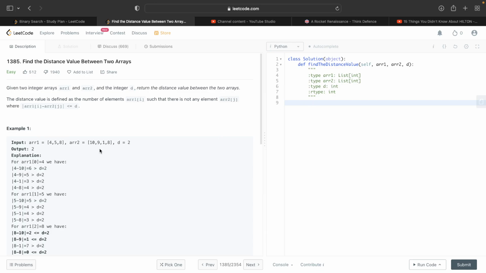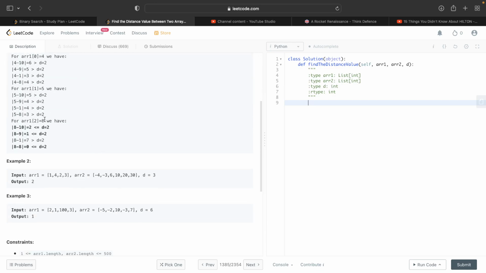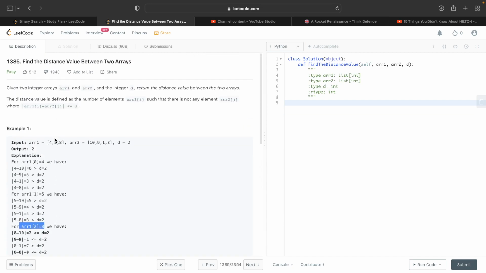A mistake I made was to return the non-distance values. I had a counter which counts the non-distance values, and that's what I returned. But you're supposed to find 4 and 5, not 8. So let's do the brute force. For each element here, we're going to iterate through the other array. So this is 2 loops, so brute force is obviously going to be quadratic. It's going to be O of length of arr1 times length of arr2.